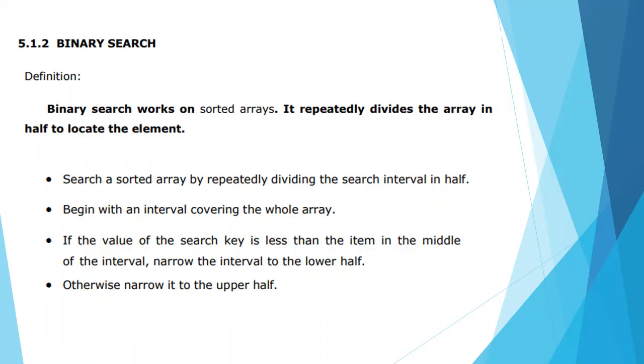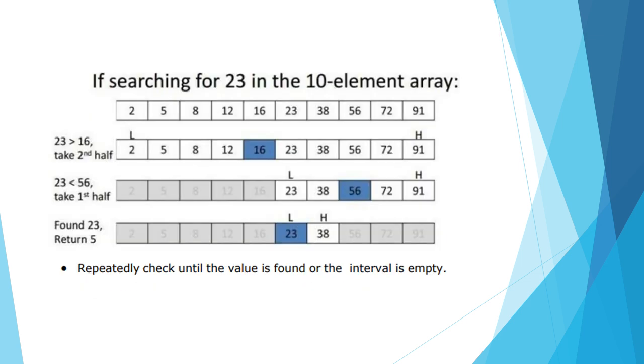This is binary search. Binary search works on a sorted array. It repeatedly divides the array into half to locate the element. It searches a sorted array by dividing the search interval in half, beginning with an interval covering the whole array. If the value of the searching key is less than the item in the middle of the interval, narrow the interval to the lower half, otherwise narrow it to the upper half. So consider an example. An array consists of 10 elements. It ranges from 0 to 9. The element we are going to search is 23.